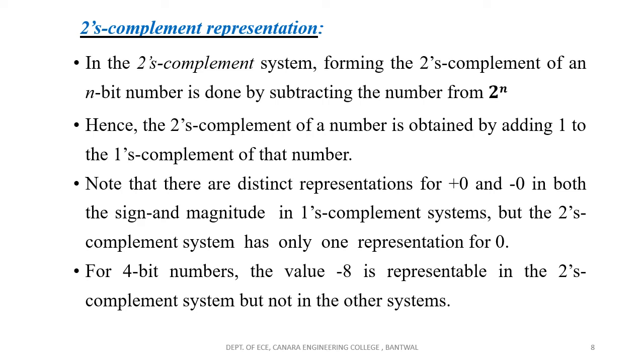In 2's complement representation, forming the 2's complement of an n-bit number can be done by subtracting the number from 2 power n, as compared to 2 power n minus 1 in the case of forming the ones complement. The only difference between ones complement and 2's complement is that the forming is done by subtracting from 2 power n. The 2's complement number is obtained by adding 1 to the ones complement of that number.